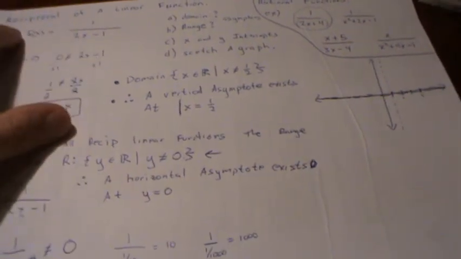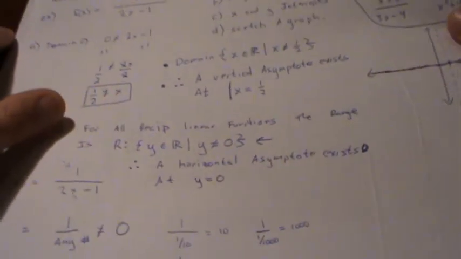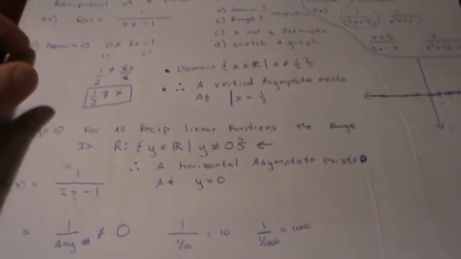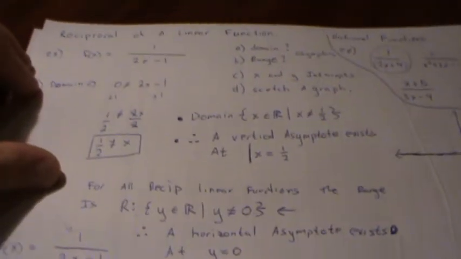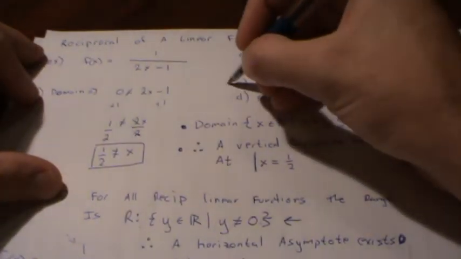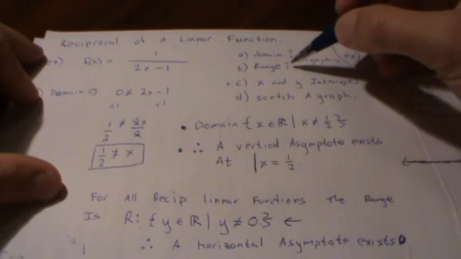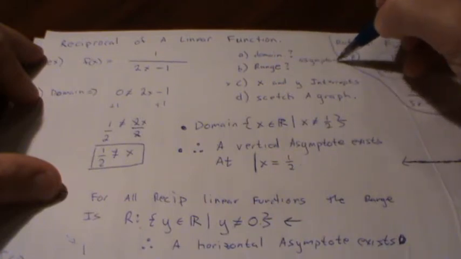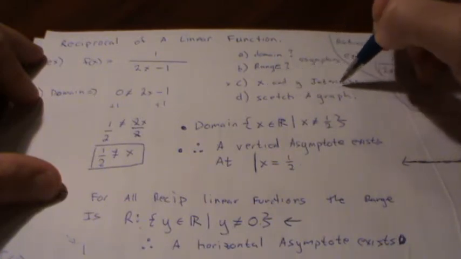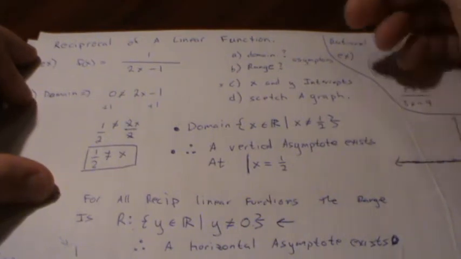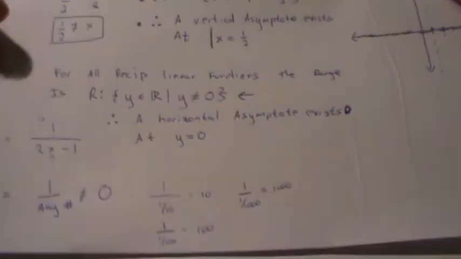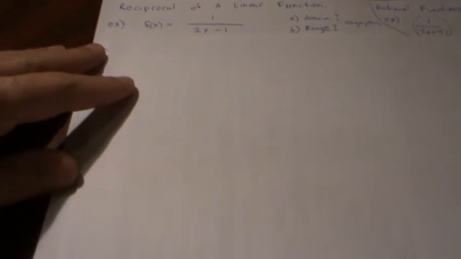All right, let's move along real fast. So I've got my domain, my range, and my asymptotes. Let's now try and find the x and the y intercepts real quick. I'm going to do that on the next page here. What I'll do is recopy my function. My function is 1 over 2x minus 1.